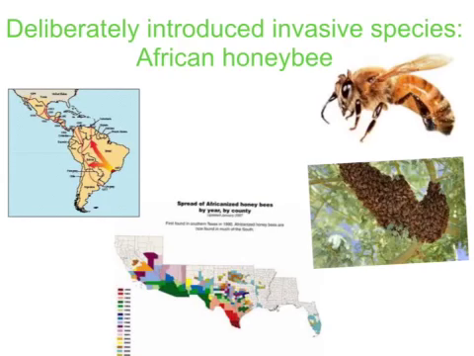A second deliberately introduced invasive species is the African honeybee, introduced from Africa into Brazil. So this right here is showing us where it was first introduced into Brazil. The idea was to increase honey production. As we can see, it has spread throughout South America into Central America, and then this map down here is showing where the Africanized honeybee has been found in the southern United States.